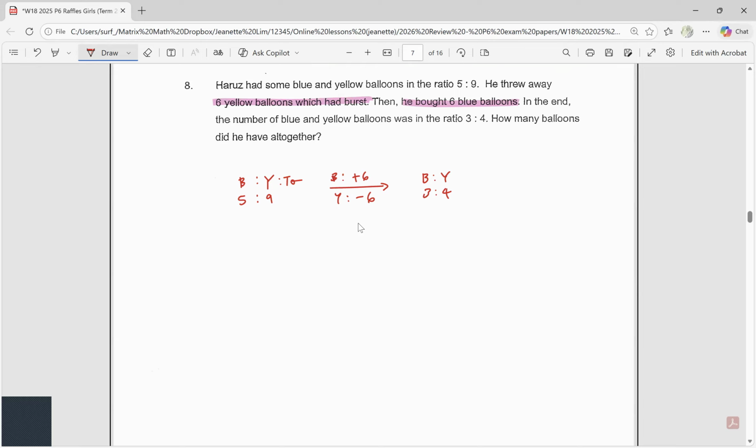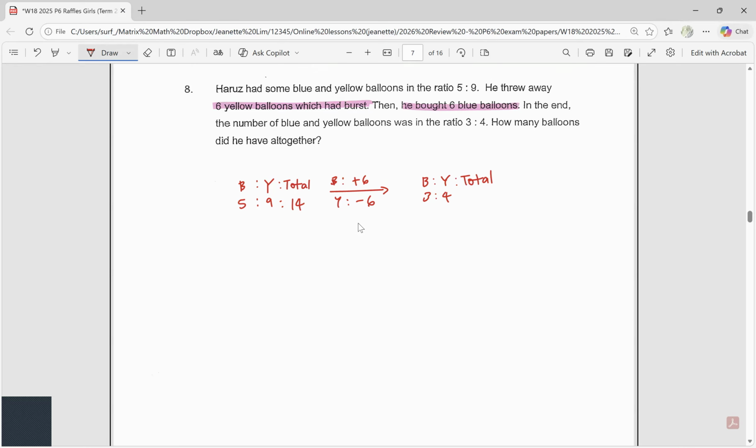So here, I will introduce a total into the ratio. Okay, so 5 to 9, total 14 units. 3 to 4, total 7 units. So since they represent the same thing, that's your common base, you have to make them the same. So 7 becomes 14, times 2. So 3 to 4 becomes 6 to 8.